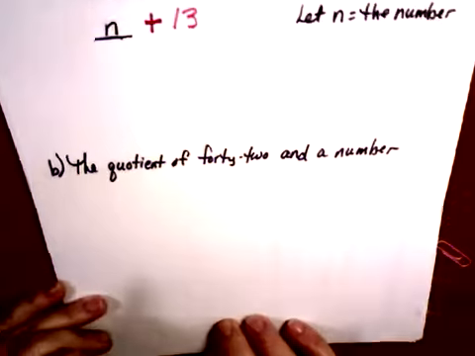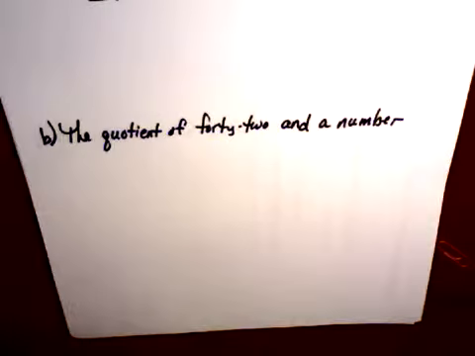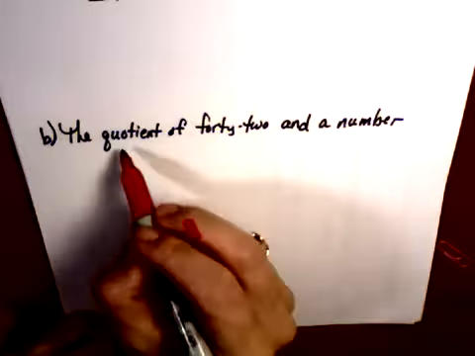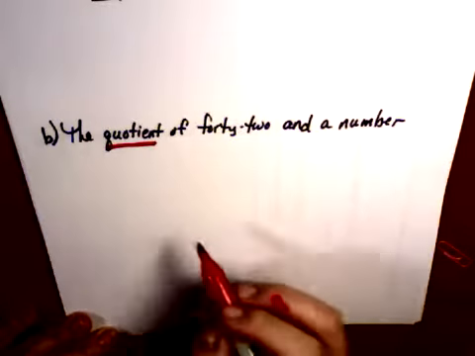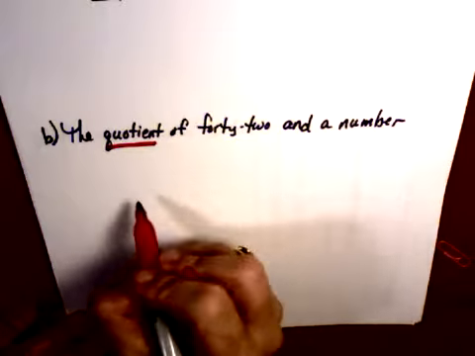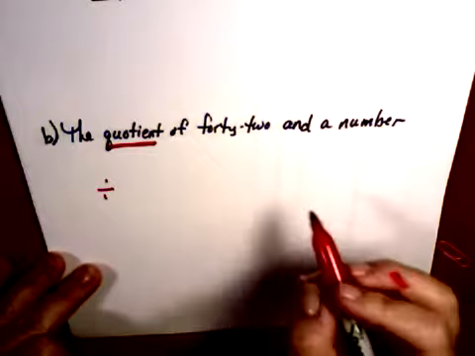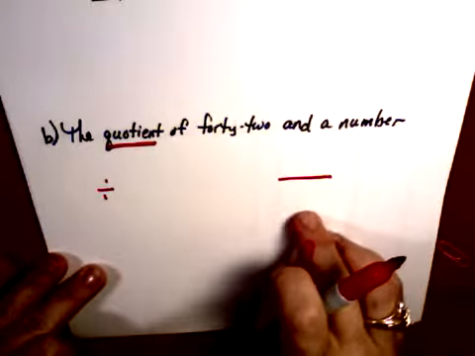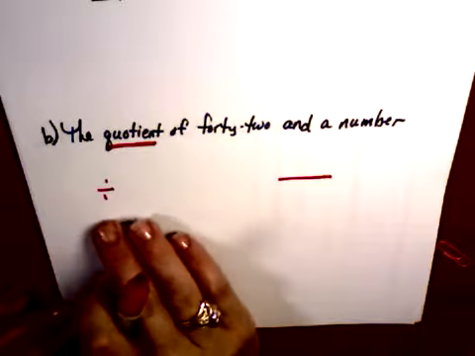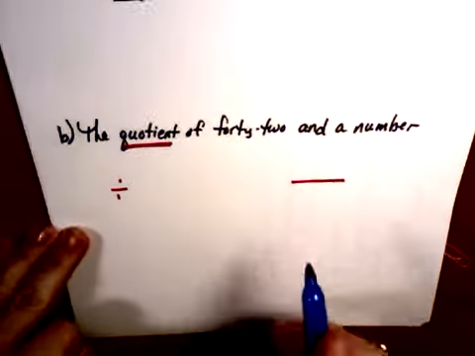Let's look at another one. The quotient of 42 and a number. Now we need to look at what quotient means. Quotient is the answer when we divide, so that's telling us we're doing division. There are two ways we can do that. We can use this form of division, or we could use our fraction bar division. The fraction is preferable. There are times though when we use the normal division symbol from elementary school.